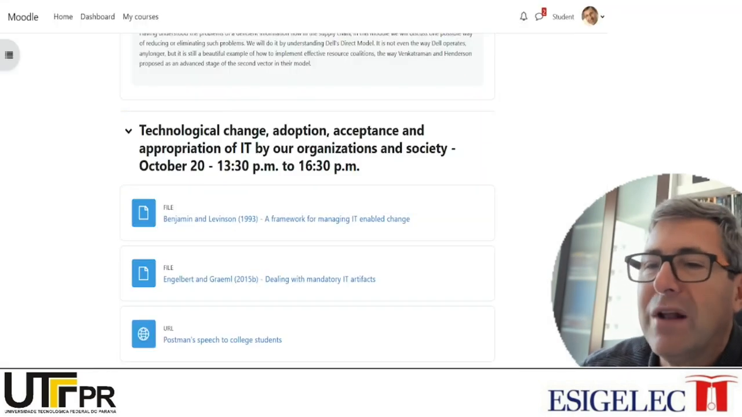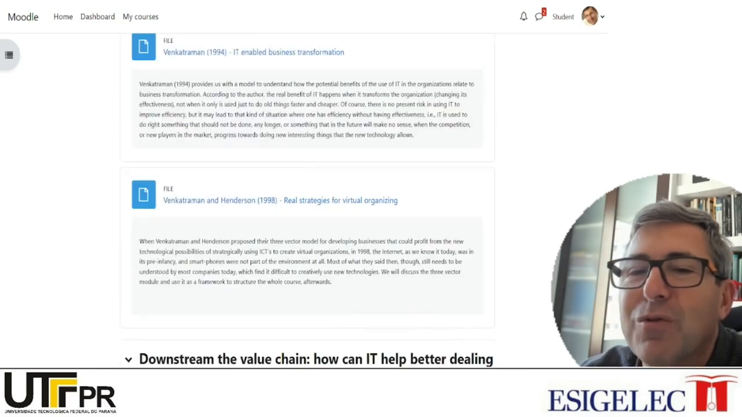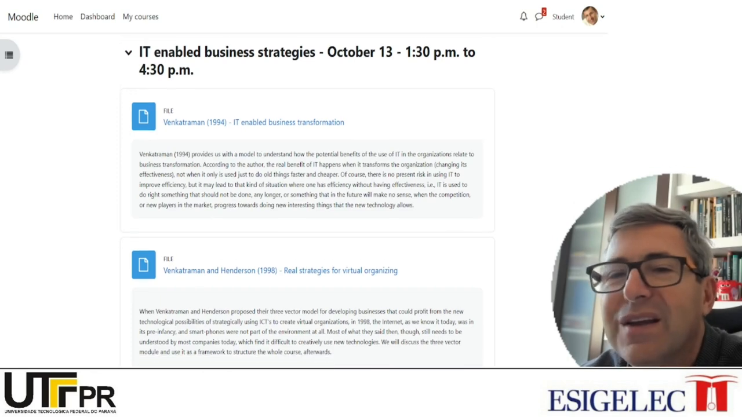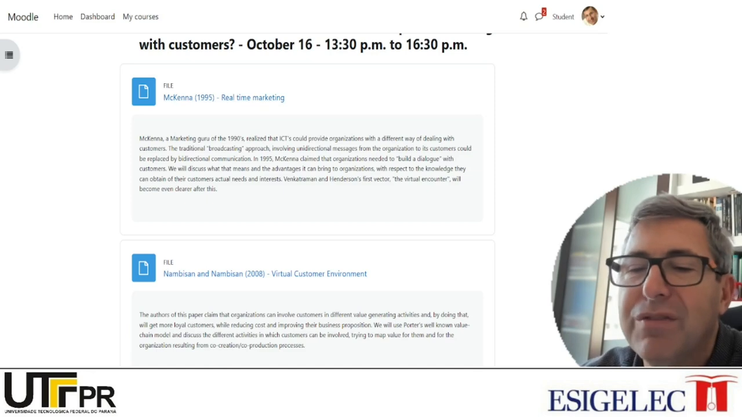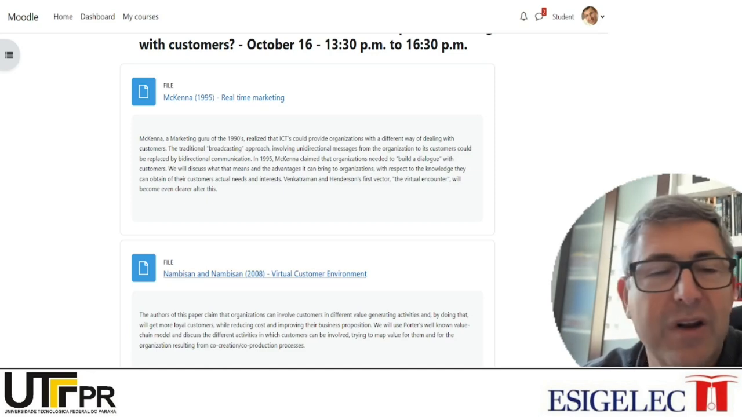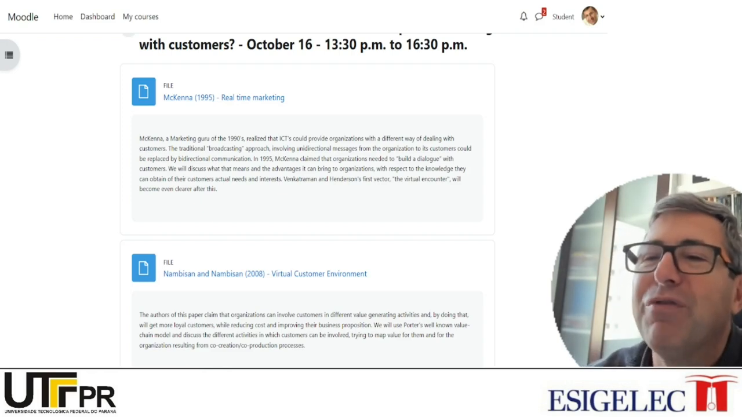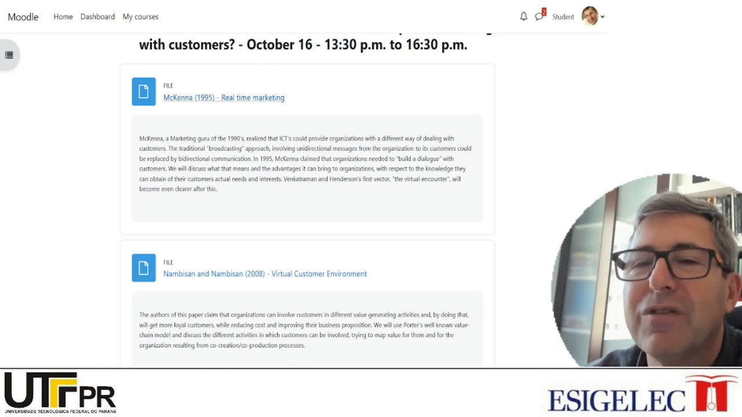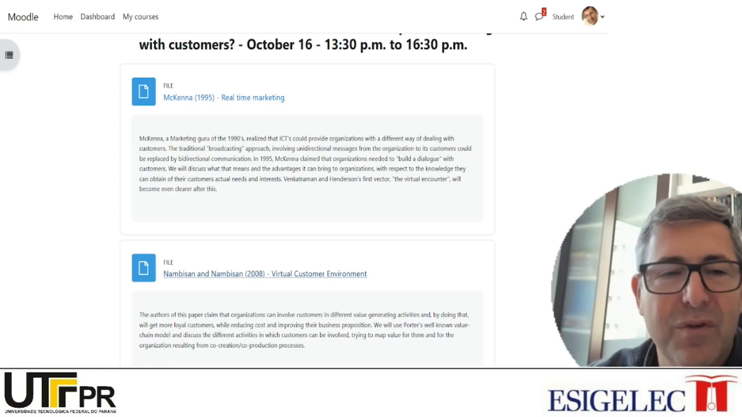Okay, I know this is a little confusing here, but what we will do for Friday is these two papers here, Makino 95 and Nambisan 2008. By then, today in the afternoon, I will already fix these things here and fix the dates, and it will all be less confusing. But make sure that you read these two papers for our next class.